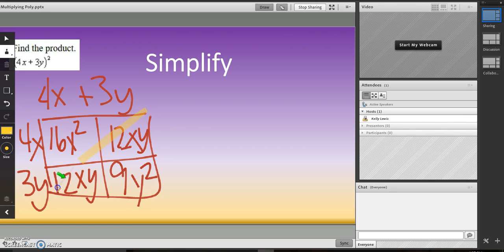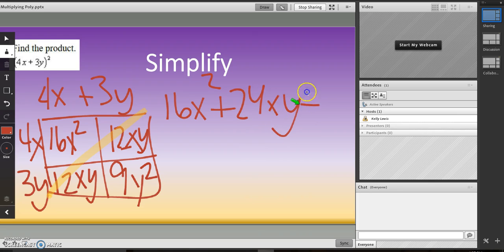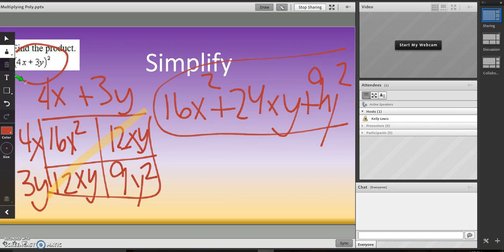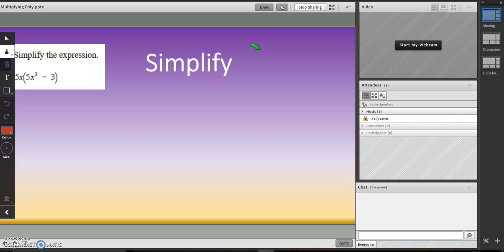All right, remember, diagonals are going to be the like terms. We have 16x squared, then we have 12 plus 12 is 24xy, and then we have 9y squared. Okay, don't get nervous because we had two different variables. Remember that squared means 4x plus 3y, 4x plus 3y. Write it twice. All right, I'm going to stop the video and pick up in a minute.